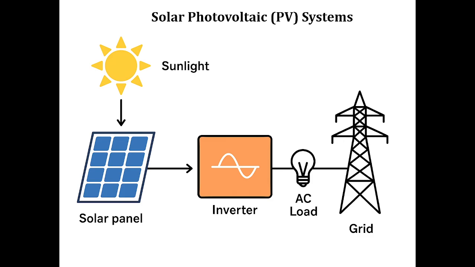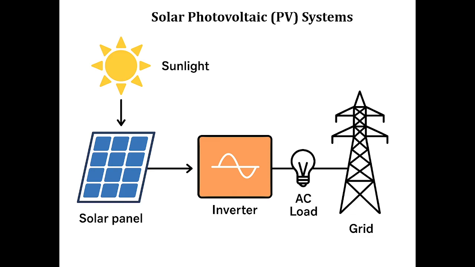The AC electricity can then supply an electrical load or be connected to the electrical grid. Therefore, the basic flow shown here is sunlight to solar panel to inverter to AC load / grid. The important point is that, unlike a thermal power plant, a photovoltaic system does not first produce steam or mechanical rotation. It converts solar radiation directly into electrical energy.